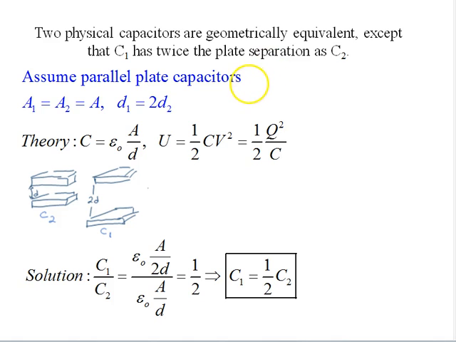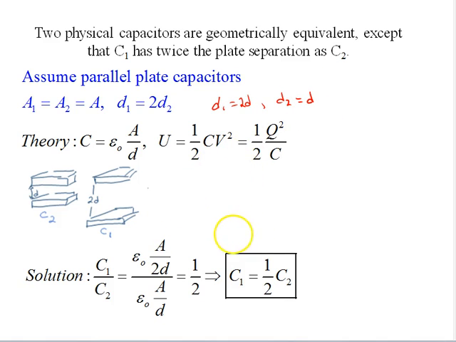So we'll assume for a moment that they're parallel plate capacitors. What we're given is they're geometrically equivalent. So the surface area of the plates, we'll set that to be the same. A1 is equal to A2 is equal to A. But we know that the plate separation in C1 is twice that in C2. So we'll draw our diagram, and our D1 will have a distance of 2D, and our D2 will have just a distance of D.